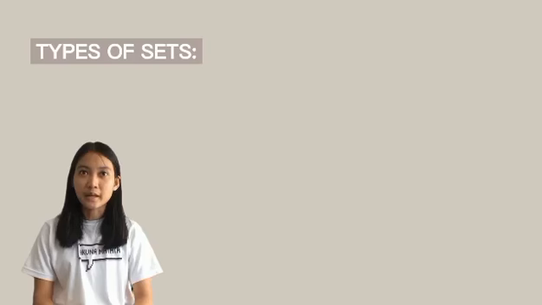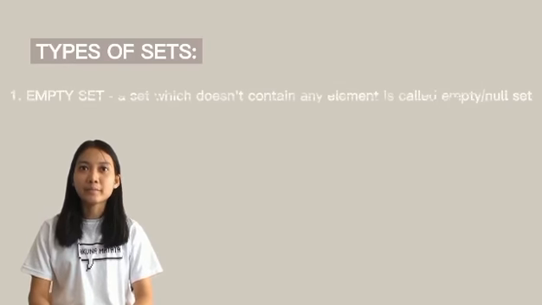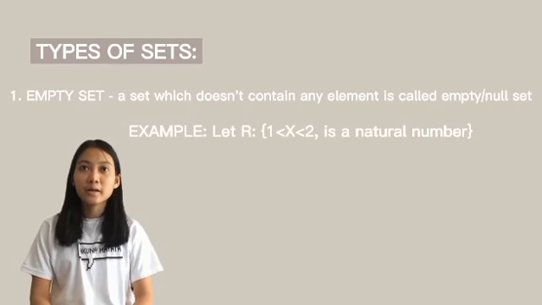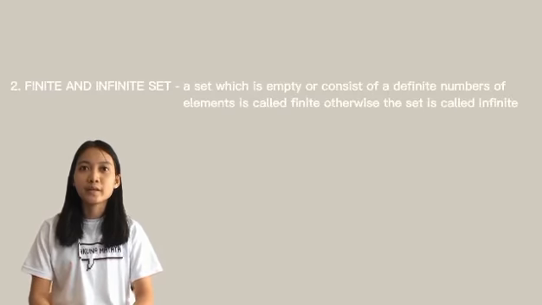So types of sets. First is empty set. A set which doesn't contain any element is called an empty or null set. Example, let R = {x | 1 < x < 2, x is a natural number}. Number 2 is finite and infinite set.